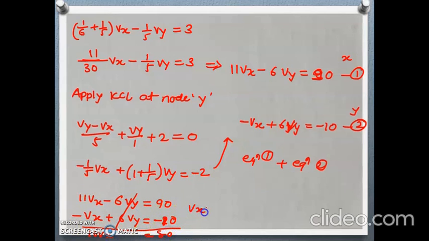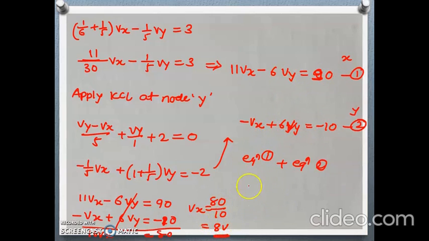So the Vx value will be 80 divided by 10, which is equal to 8 volt. Okay, this is the required Vx value. Now see here, this is the 8 volt. Now put this 8 volt in any of these equations and find the Vy value.